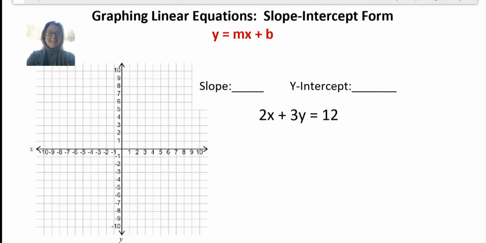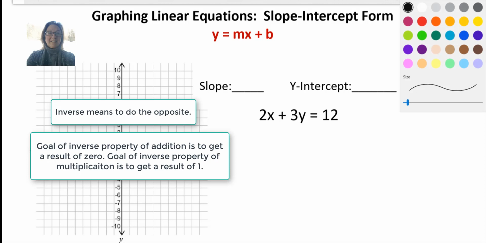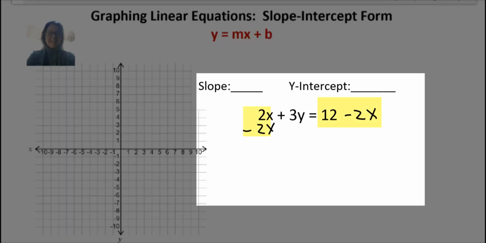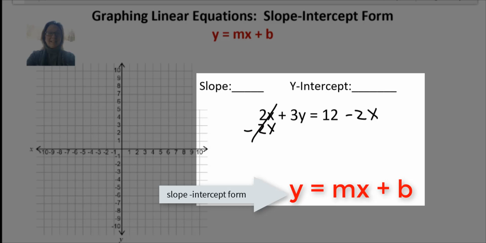The goal is to use inverse properties to put the equation into slope-intercept form. This equation will require us to use the inverse operations twice. First, we need to subtract 2x from both sides. That will cancel out the 2x on the left side. Next, let's rewrite the equation.